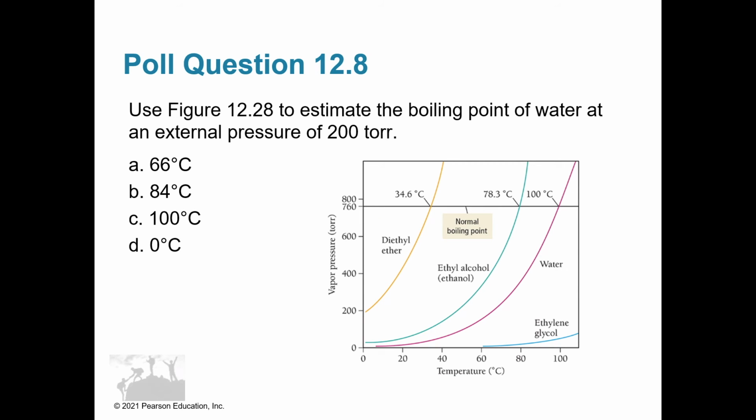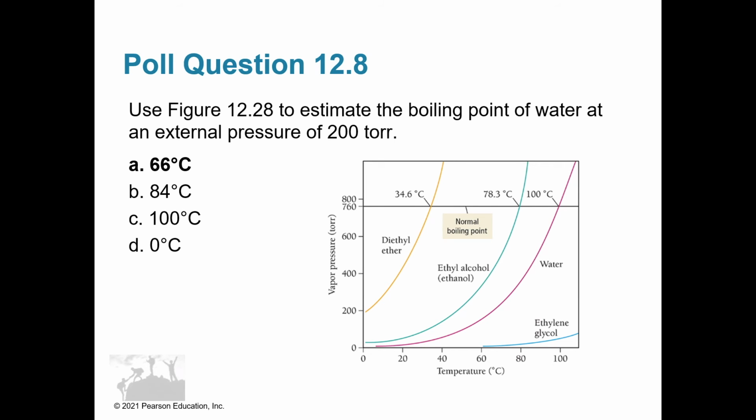So using the same graph, estimate the boiling point of water at an external pressure of 200 torr. So pause the video, make sure you read this graph properly, and when you're ready for the answer, click play.